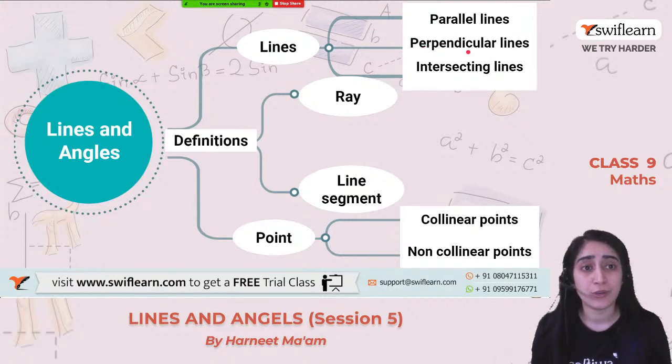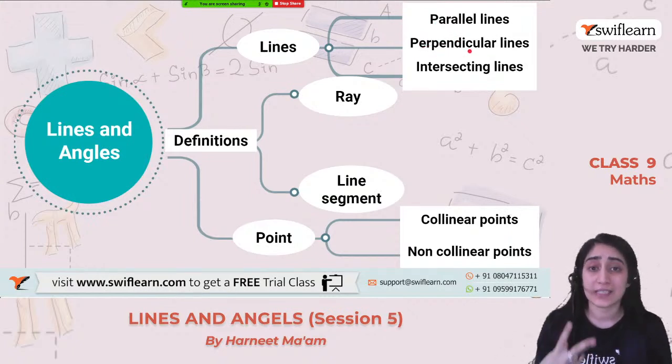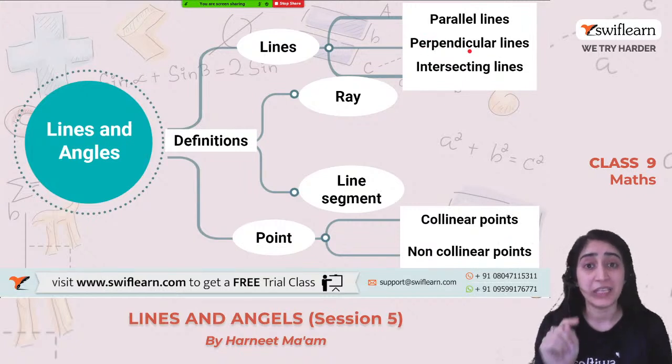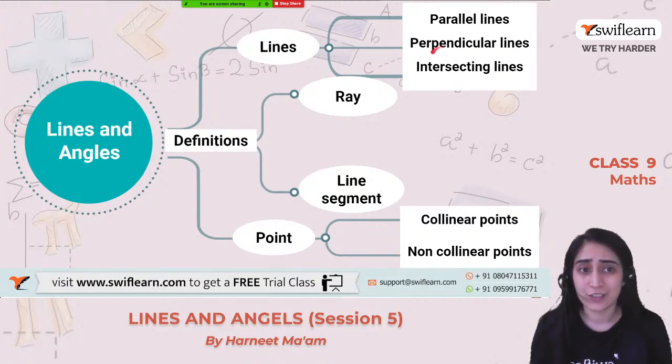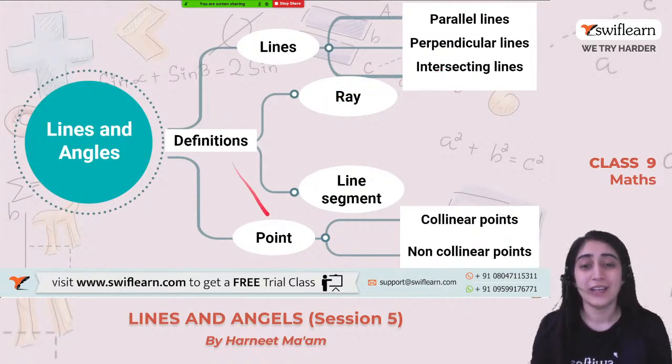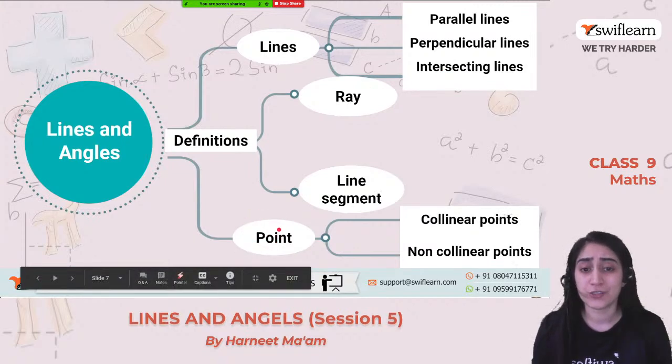How about the perpendicular lines? So 2 lines are said to be perpendicular when they intersect each other and meet at a point, and the angle formed at the point is 90 degrees, right? So with perpendicular, we have defined intersecting also, that 2 lines that meet at a point, but the angle is not 90 degrees, then we call them intersecting lines. Clear? Okay.